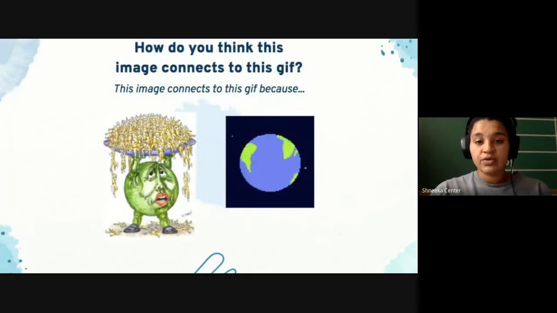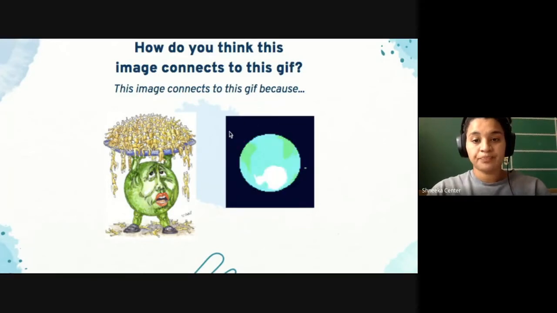Third one, how do you think this image connects to this GIF? So looking at the GIF on the right here, what do you think is the connection between this GIF and this image?